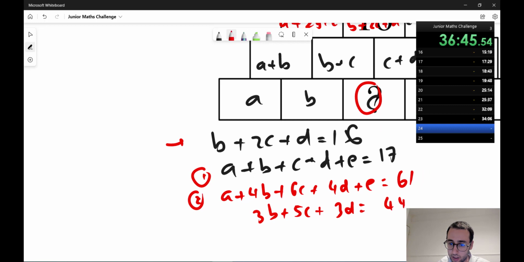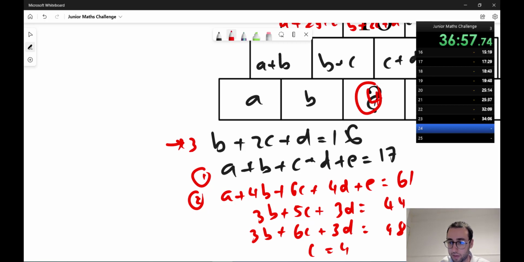And I'm really only trying to find C. So if I just times this by 3, I get that 3B plus 6C plus 3D equals 48. And then I subtract them, I get C equals 4. So C has to be 4. What a great question.